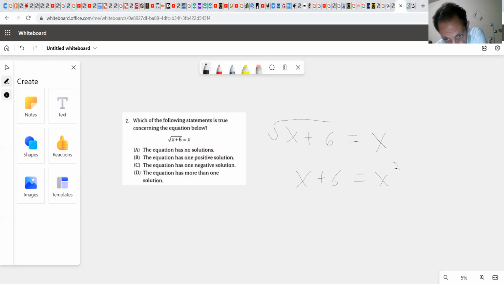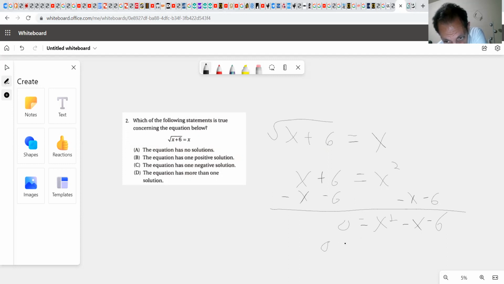So now I see I have an x squared here. What I think I'll do is try to set this equal to 0. So we'll subtract x and subtract 6 on both sides, and we wind up with 0 equals x squared minus x minus 6. We can try to solve this by factoring, having the two factors equal to 0. So let's see what we get.